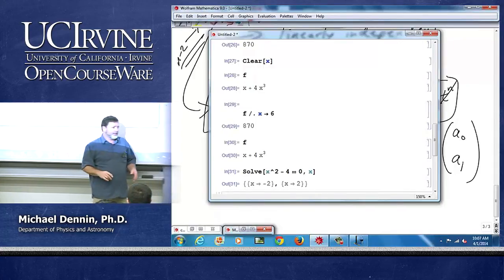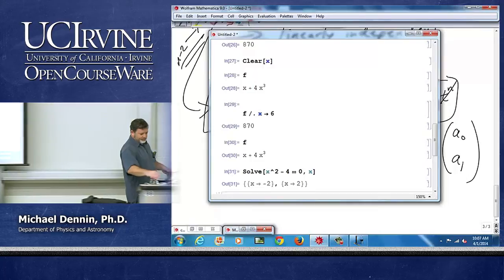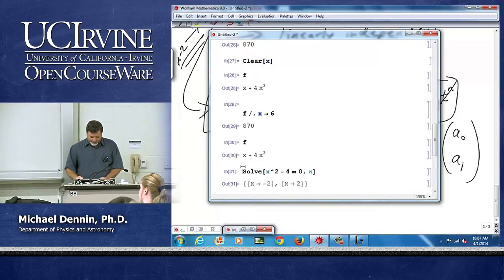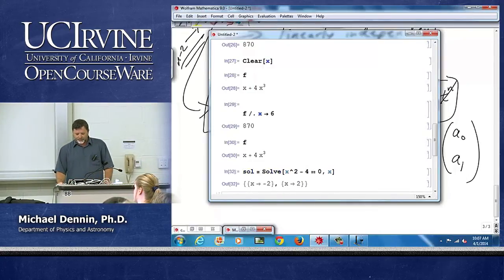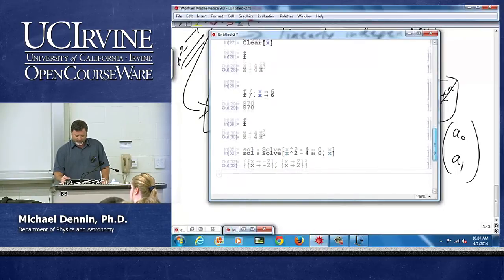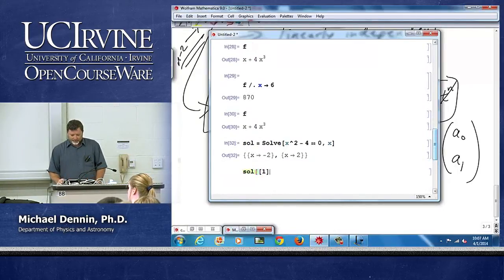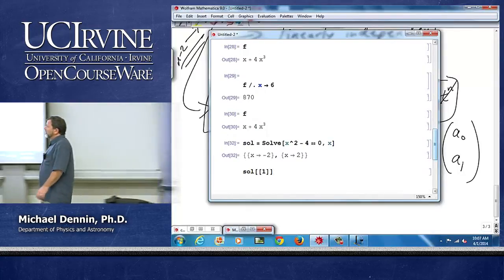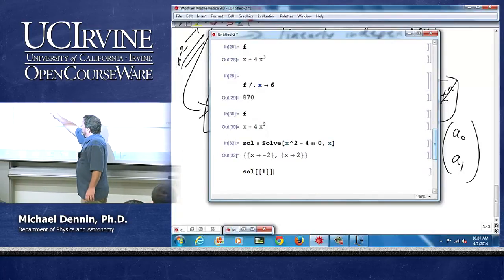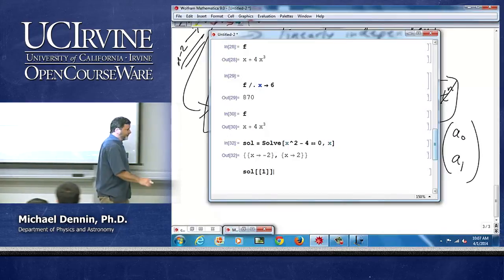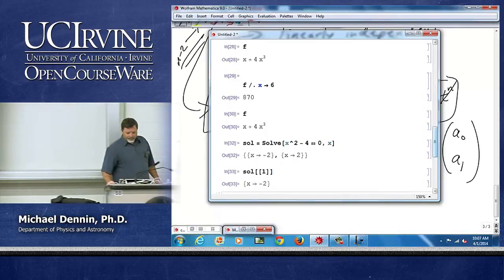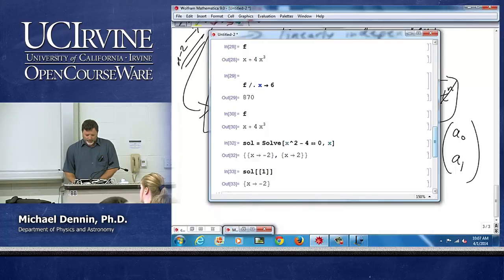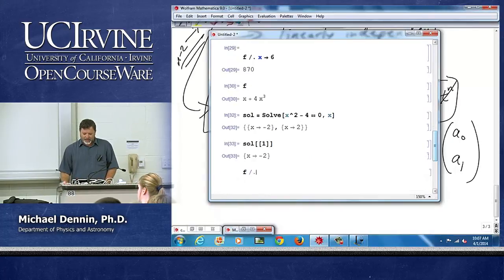So now I could take these, and let's actually make life a little bit easier. We'll give it a name so I can use it. And now if I look at Mathematica's structure of looking at vectors, it uses a double bracket to index a vector or a matrix. And we'll do more of that later on. So I'm going to pull out the first element, which is just the rule x goes to minus 2. So I can do f slash dot solution of 1.